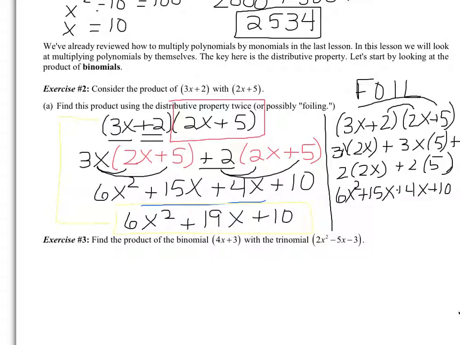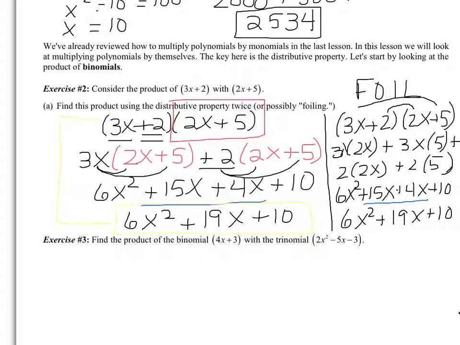And I'm hoping that those terms sound familiar to you because you're going to notice that those are exactly what we had when we did this the other way. We have 2 middle terms that we're going to combine, and we end up with 6x squared plus 19x plus 10. Same answer, double distributive property on the left, what we call FOIL, or first, outer, inner, last, on the right-hand side. Both are equivalent.